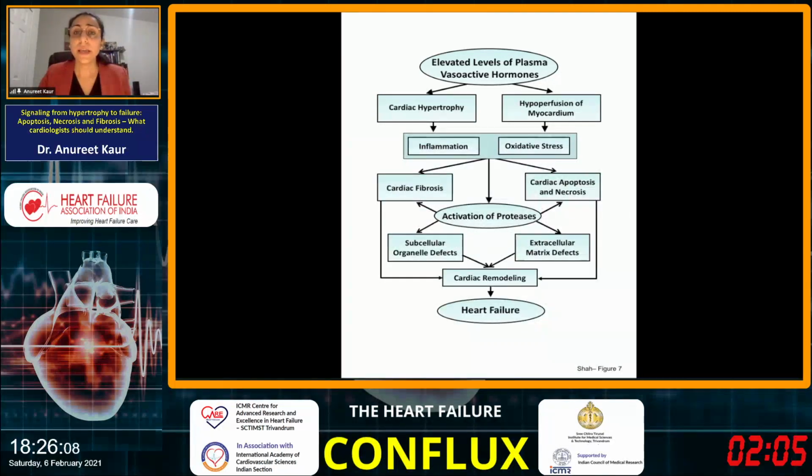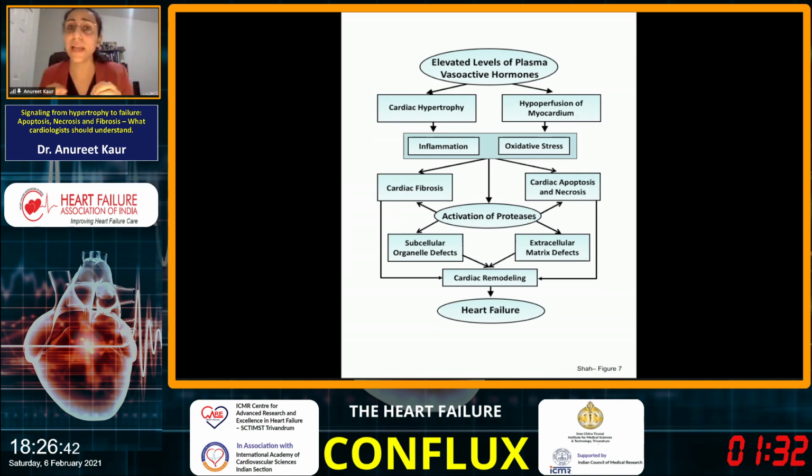Another thing is, again, cardiac hypertrophy, which we know has been caused by an elevated level of plasma vasoactive hormones for a longer duration, which means our physiological hypertrophy has been shifted to pathological hypertrophy. Now the myocardium has increased in mass, but the capillary bed is not proportionate, and that leads to hypoperfusion of the myocardium. Oxidative stress is caused for sure, and inflammation is caused.